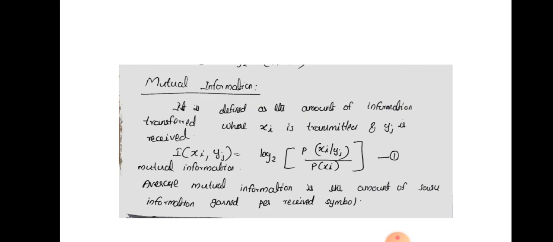It is defined as the amount of information transferred when Xi is transmitted and Yj is received. Suppose a communication path is achieved between a transmitter and receiver, and we are sending Xi and receiving Yj. Sometimes noise may be introduced into the transmitted signal. In that communication, the useful amount of information transferred is called mutual information. So it is defined as the amount of information transferred when Xi is transmitted and Yj is received.